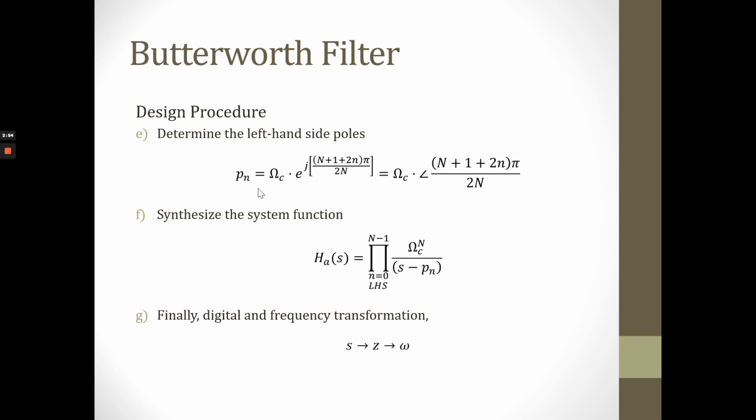If we have N equal to 3, in this case from n equal to 0 until 2, we have 3 poles, meaning that we need to repeat this function 3 times: s minus the first pole, multiplied with s minus the second pole, and multiplied with s minus the third pole. And finally, we proceed with the digital and frequency transformation from S domain to Z domain to frequency domain.